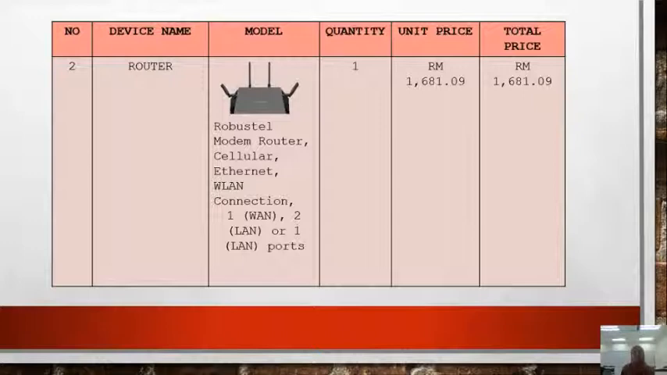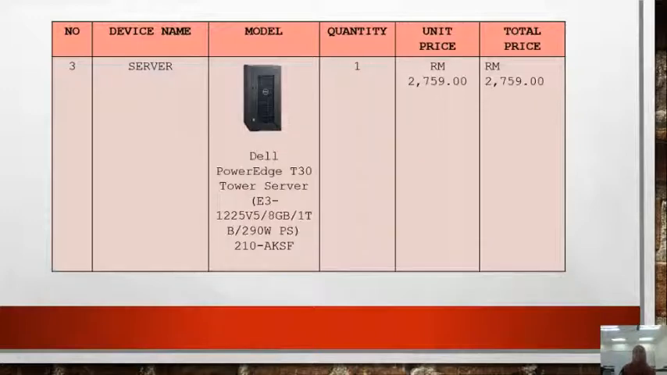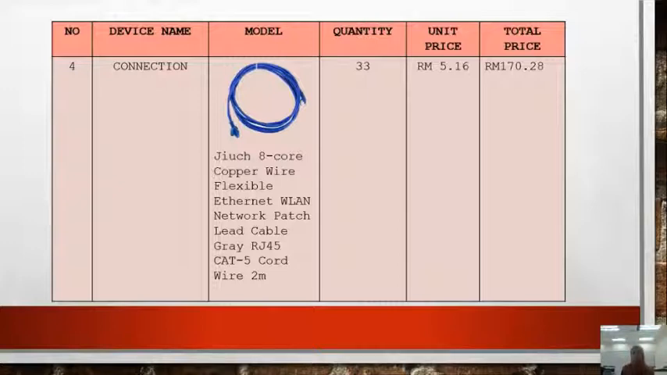Next is the router. The router we use is the Robustel cellular Ethernet WLAN router. We bought 1 of it, which costs 1,681 ringgit and 9 cents. Next is the server. We use the Dell PowerEdge T30 Tower server. We bought one server, which costs 2,759 ringgit.